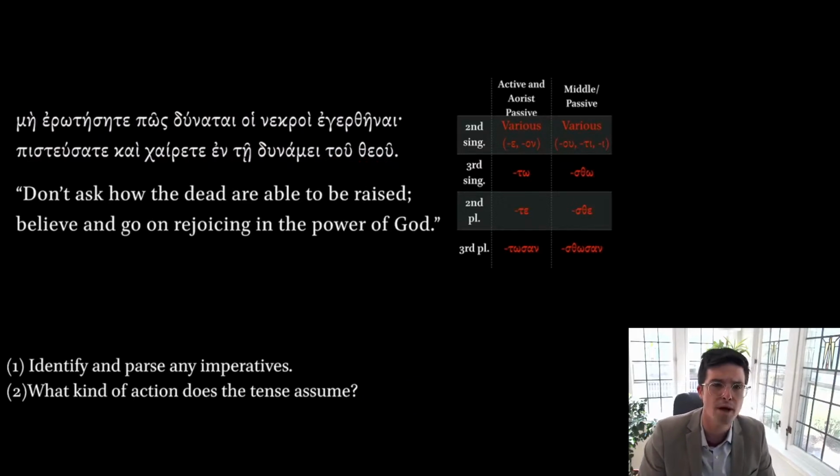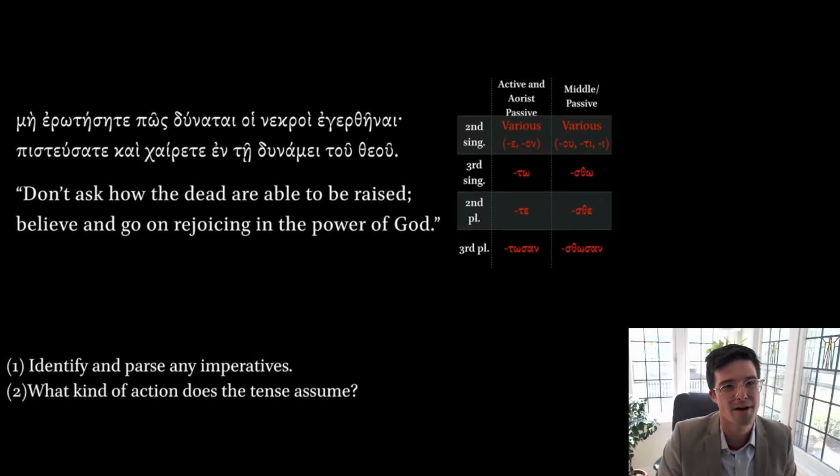All right, let's do one more example. In this one, I promise we actually do have more imperatives. In fact, we have three of them. So go ahead and find the three imperatives, parse each one of them, and then indicate what kind of action each one assumes.